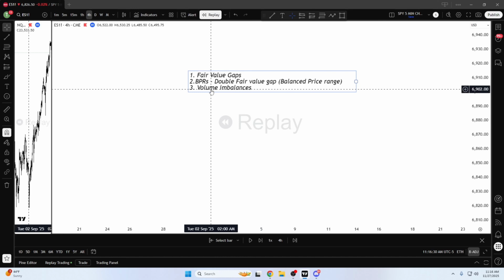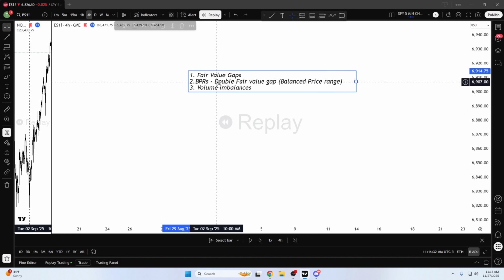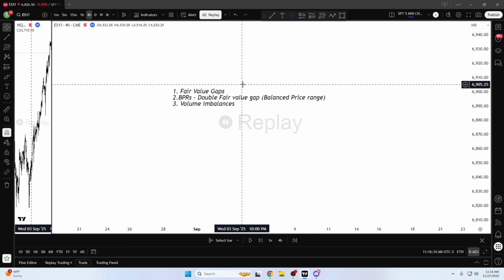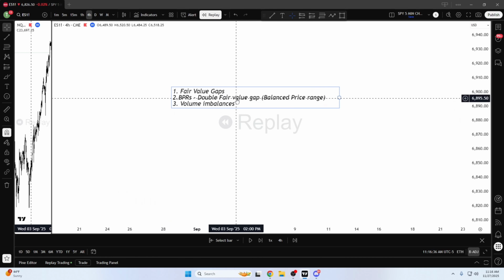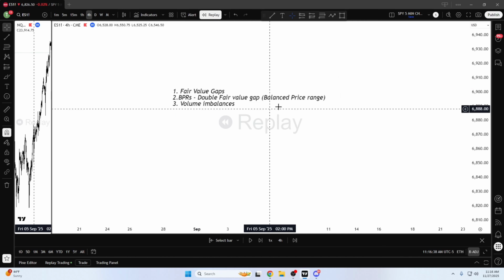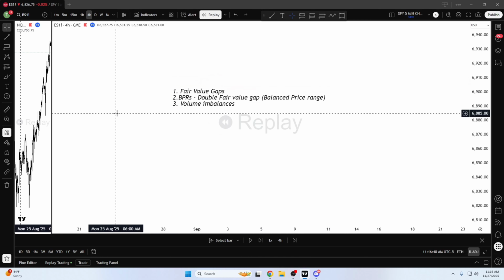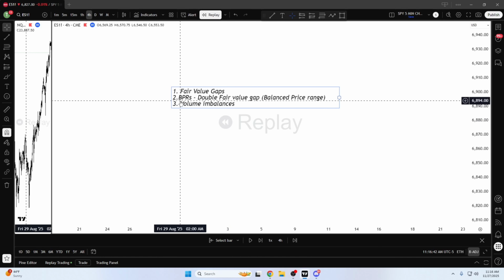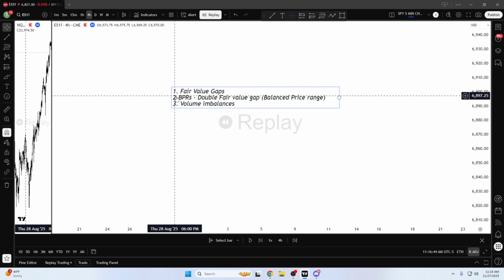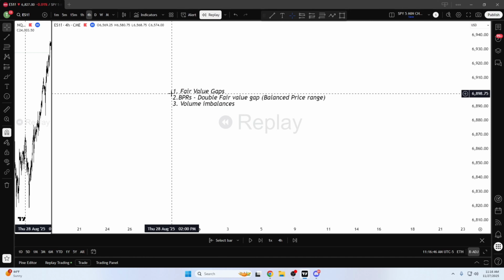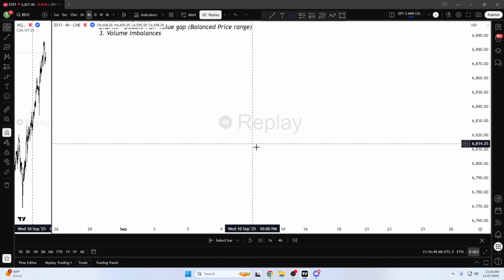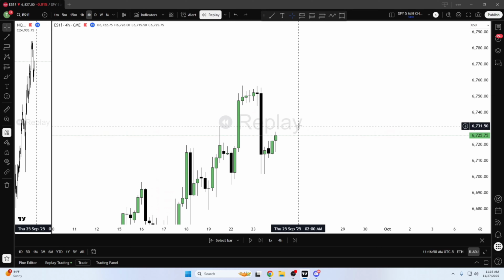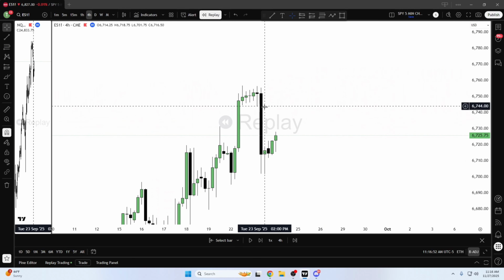Now, the thing about volume imbalances is personally I like to use them more on the higher time frame. You're going to typically see them more on the 4 hour, on the daily, on the weekly, rather than using them on like the 1 minute, right? But in terms of fair value gaps and BPRs, these are the two that we mainly focus on in terms of imbalances. So a fair value gap is a 3 candle sequence.